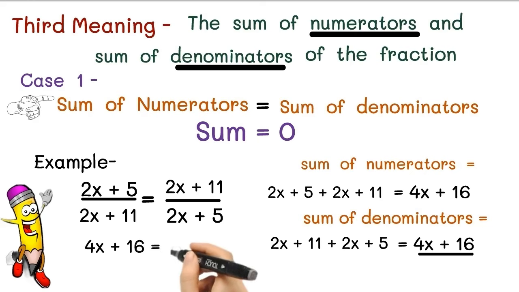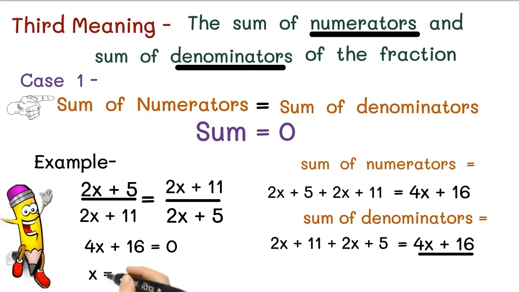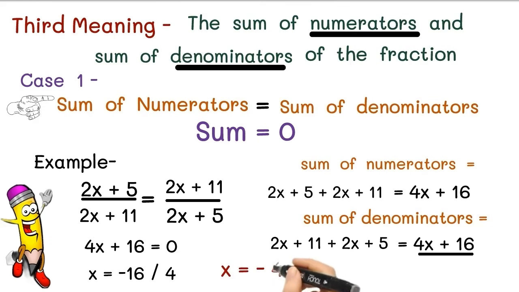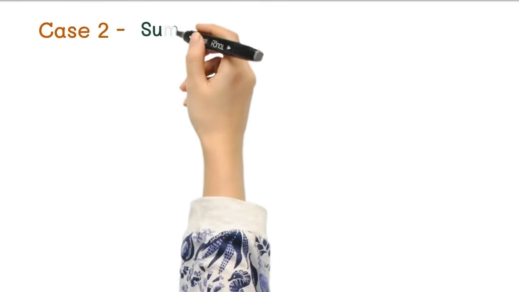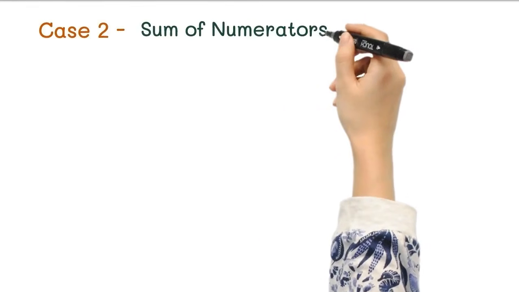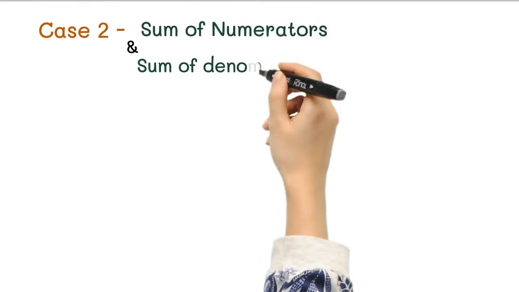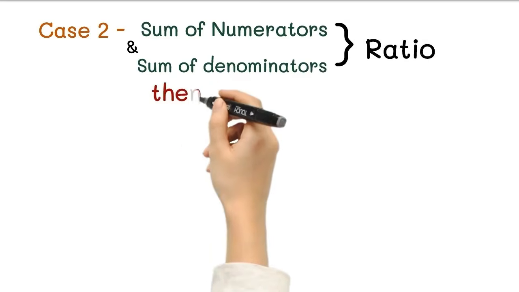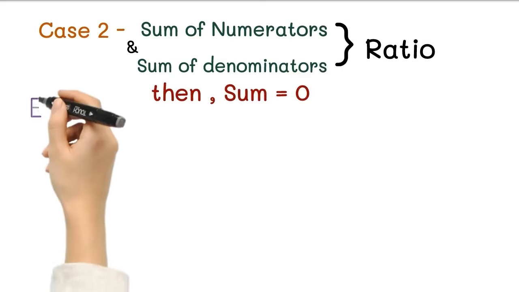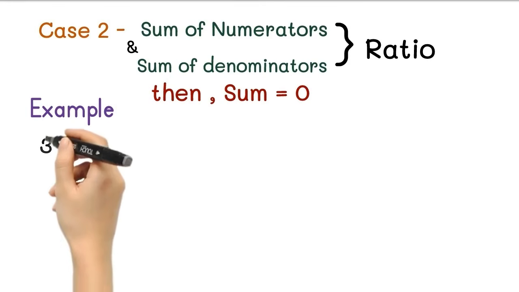If we have taken 4x plus 16 equals 0, then we'll get x is equal to minus 16 upon 4, and x is equal to minus 4. So, this is the solution of given equation. Now let's talk about case 2. According to the case 2, if the sum of numerators and sum of denominators are in a ratio, then we can equate sum to 0. Let's take example on it.